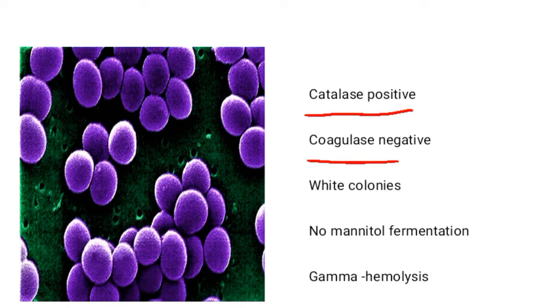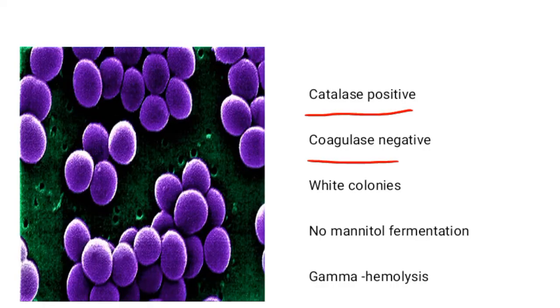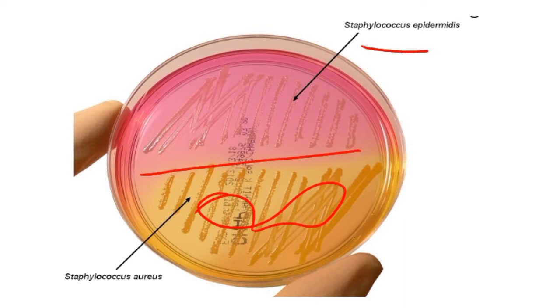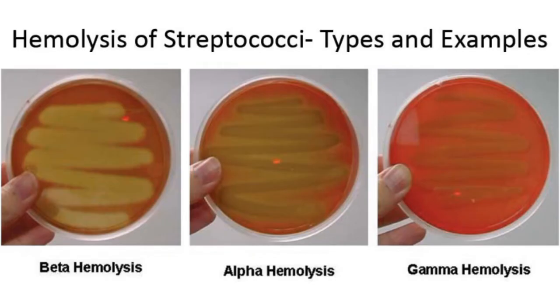And it shows white colonies. As you can see here, they show white colonies on culture media. But why? Because it does not produce any pigment as Staph aureus does. And it shows no mannitol fermentation, meaning as you can see here, there is mannitol fermentation and the color has changed, and there is no mannitol fermentation as with Staph epidermidis. And it shows gamma hemolysis. Gamma hemolysis means no hemolysis at all. This is beta hemolysis and this is gamma hemolysis. This gamma hemolysis is shown by Staph epidermidis.